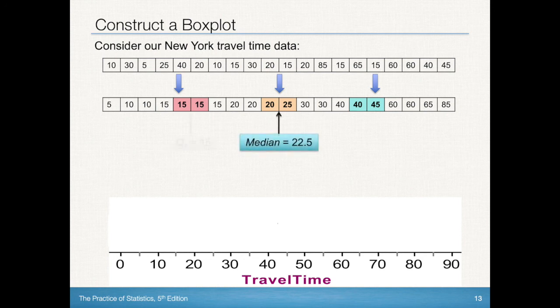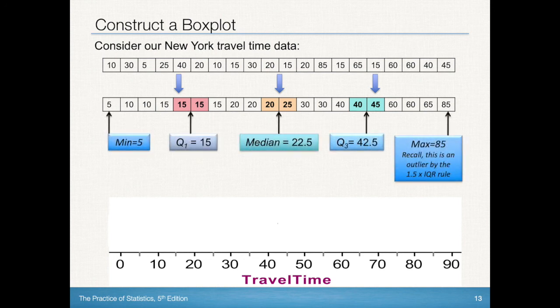From here now, we can identify the rest of our numbers. Remember, we knew the median, the first and third quartile. Well, the minimum value here is 5, and the maximum value was 85. But you'll remember that we've identified 85 as an outlier. So when we create our box plot, here's how it works.